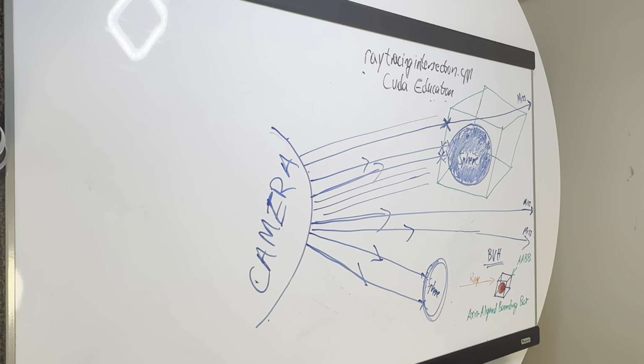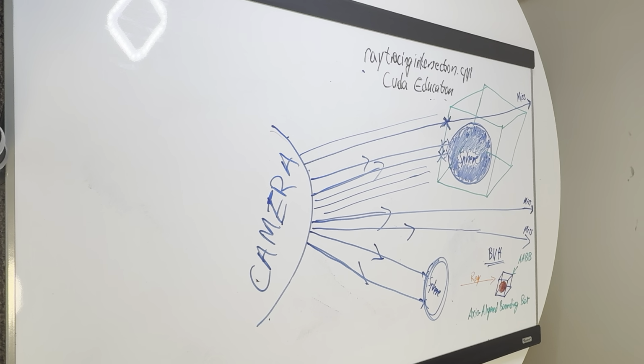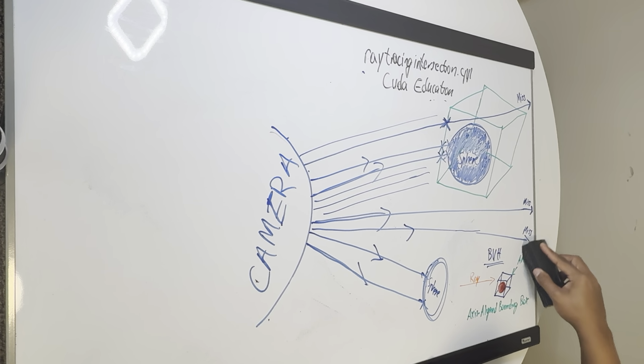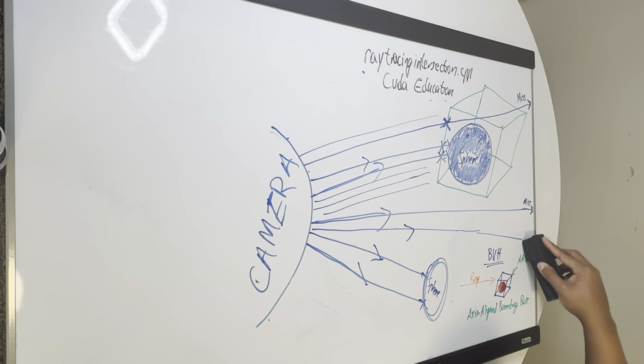This ray tracing intersection example is something. It's what we call these spheres, right? These spheres that we're dealing with.